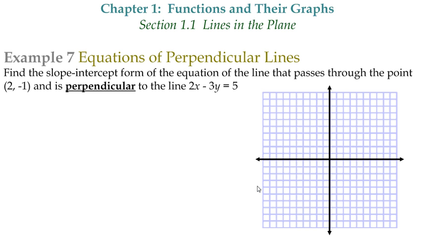Let's move on to our last example for chapter 1, section 1-1. This is now dealing with the equations of perpendicular lines. Find the slope-intercept form of the equation of the line that passes through the point (2, -1), so same point, and is perpendicular to the line 2x minus 3y equals 5.